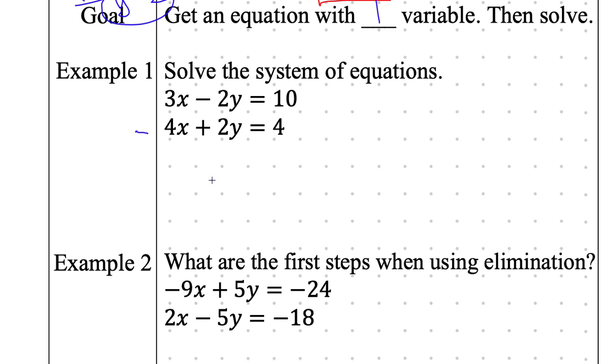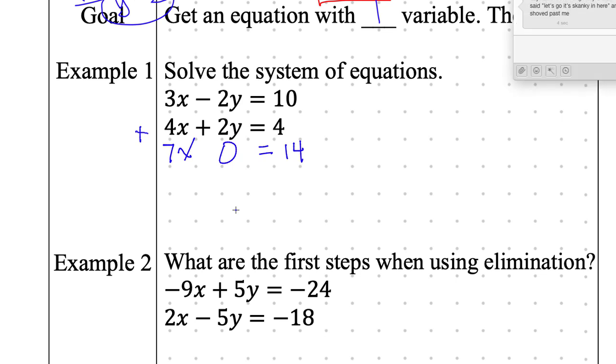The other one would be addition. Okay, so you're going to do this for us, Esha. 3x plus 4x is? 7x. And then negative 2y plus 2y is? 0. And 14. There it is. Yeah, so the correct answer here was you add them because these are opposite signs. If they're opposite, you just add them. If they were both negative or both positive, that's when you want to subtract.